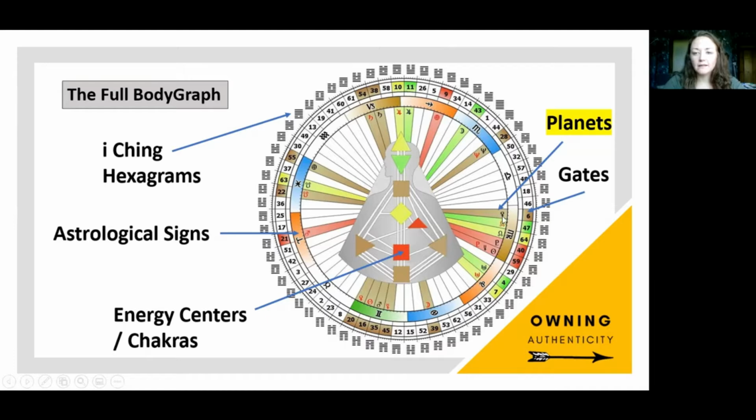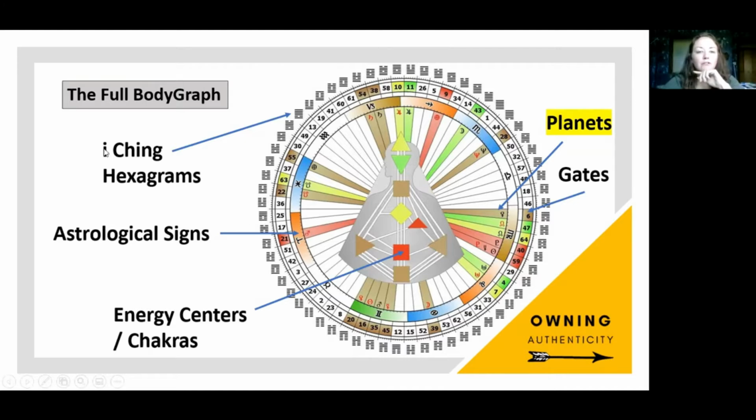Based on where the planet lands, this one right here is Venus, and he landed in gate 6. That means that gate 6 is activated. And each gate lives inside one of the astrological signs. If you're familiar with your natal chart, this wheel is the same wheel, and the planets land in the same spot as what you see in your natal chart. So that's how it brings in the astrology piece.